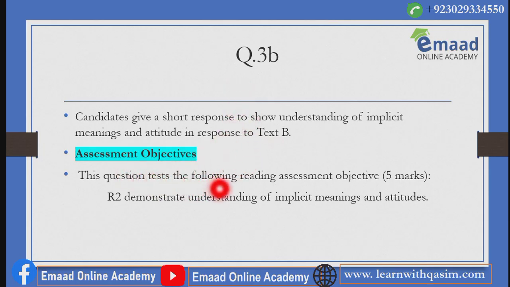And how will the examiner see your skill? How well do you demonstrate the understanding of implicit meanings and attitudes? If you are confused about what is implicit meaning and what is attitude, you need to learn all this in a well planned course. You can go for a crash course of only 2 months, or you can go for 6 months.